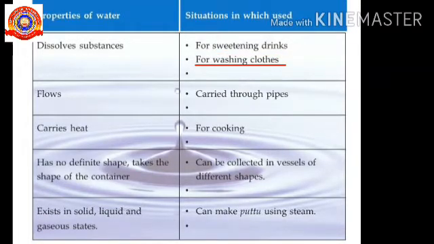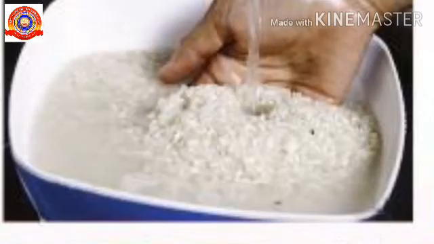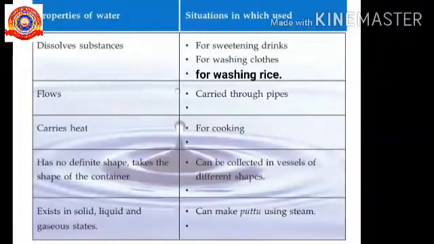Next point, for washing clothes. Here, dirt will dissolve in water to make clothes neat. Just like this, we can fill the rest of the column from the pictures, such as washing rice. We can use this property of water since dirt in rice dissolves in water and makes the rice neat after washing. Next property, water flows. This is why we can carry water through pipes. We can also drink water using this property of water.